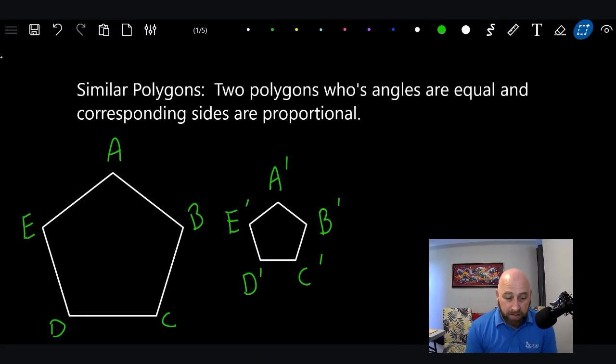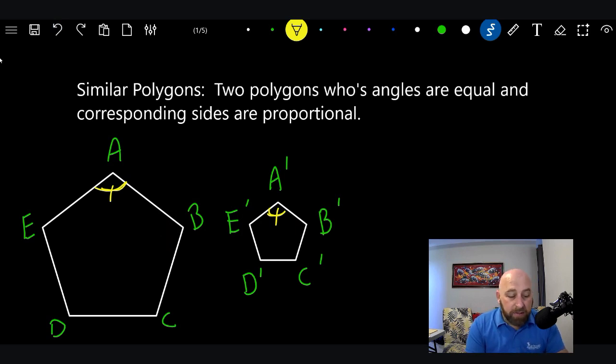All right, similar polygons, what are they? Well, it's two polygons whose angles are equal and corresponding sides are proportional. All right, so what does that mean? If I have two polygons, let's start with their angles. The angles are equal. So if this angle equals this angle and this angle equals this angle, okay, you get the idea. All of the angles have to be equal, okay?